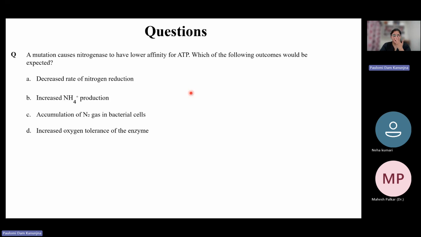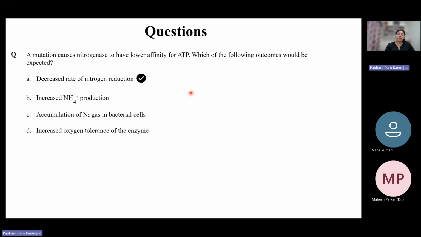Okay. So the answer will be reduced nitrogen reduction, right? The most logical answer. The activity of nitrogenase is to reduce nitrogen, and that reduction of nitrogen requires ATP. If my enzyme's affinity for ATP has gone down, my nitrogen will not be reduced, right? So that's correct. The remaining options are all incorrect. The second one says increased ammonium production. Ammonium will form if you have reduction of nitrogen. If there is less reduction of nitrogen, we will not have more ammonium, because more ammonium means more reduction is taking place, but we have already established reduction is reduced.